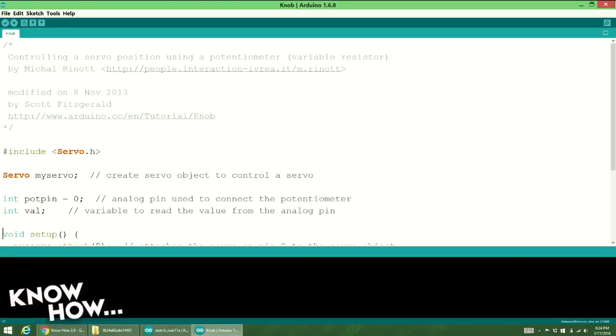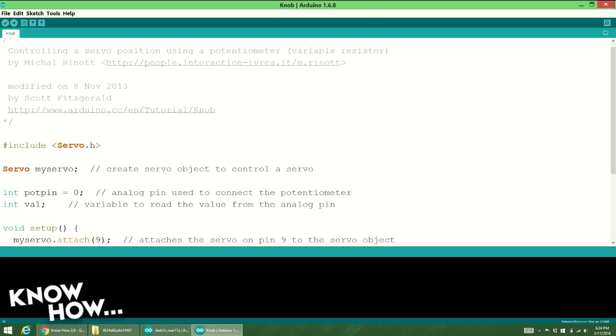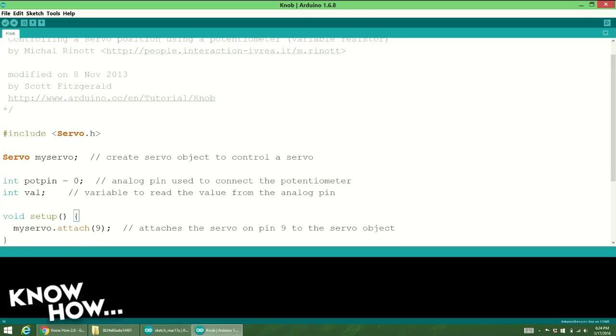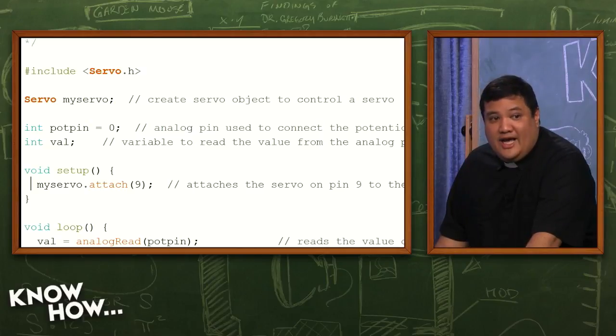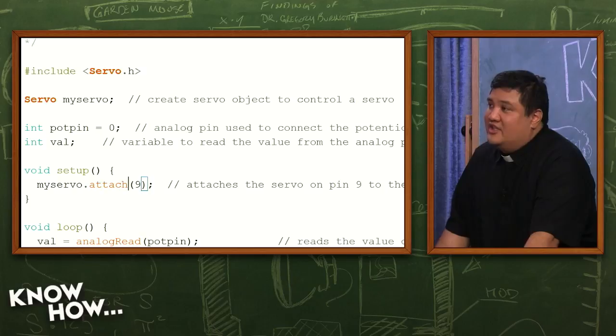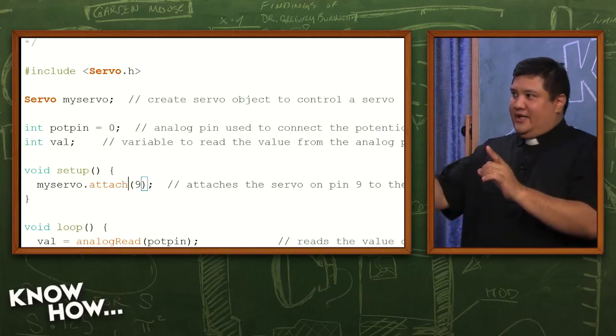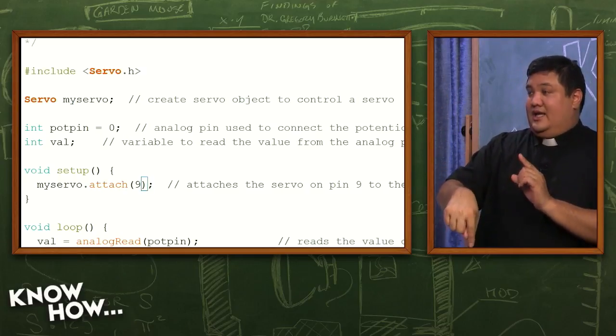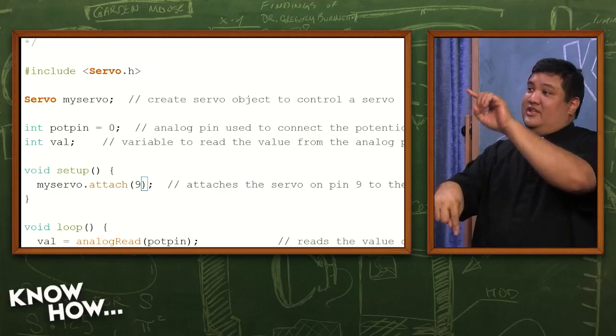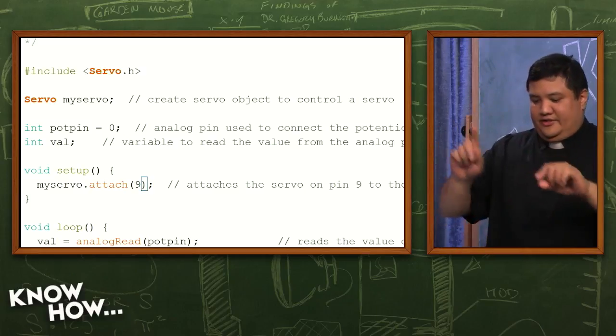So let's look at what we need to do here. First, pot pin equals 0. That's the analog pin used to connect to the potentiometer. That's the knob. So I need to hook up the knob and set it to analog pin 0. The other one is my servo attach 9. So the servo is still connected to digital pin 9. That's what's going to give the data out to the ESC. So I need the analog pin from the potentiometer connected to analog 0, and I need the data pin from the ESC connected to pin 9. Okay. So let's do that.